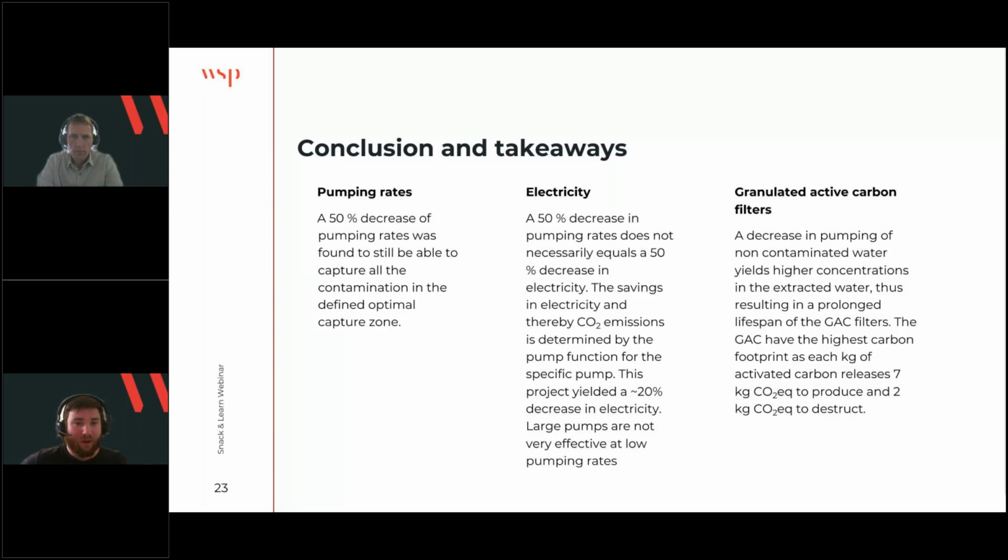We also know that if we decrease the pumping, then we will lower the pumping of the non-contaminated water, and that will lead to higher concentrations and thereby prolong the lifespan of the activated carbon filters. And the activated carbon filters are actually the ones with the highest carbon footprint because for 1 kilogram of activated carbon to be produced, it will release 7 kilograms of CO2 equivalent, and the destruction of just 1 kilogram will release 2 kilograms of CO2 equivalents.